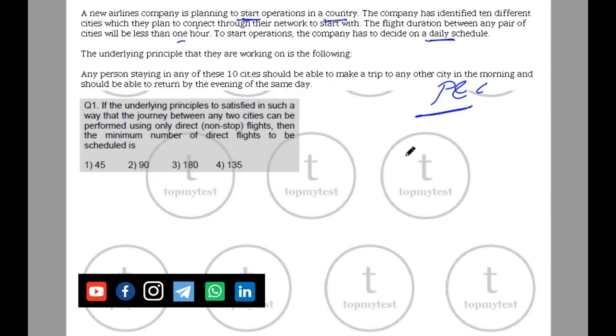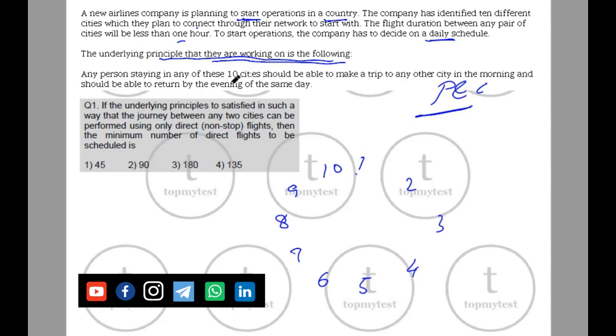So you have 10 cities: 1, 2, 3, 4, 5, 6, 7, 8, 9, and 10. So you have 10 cities to be covered. Now, each city has to be connected according to this. The underlying principle they are working on is as follows. They have these 10 cities which they have identified. This is the underlying principle.